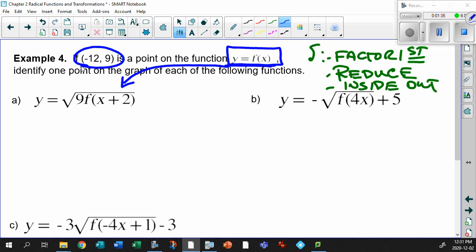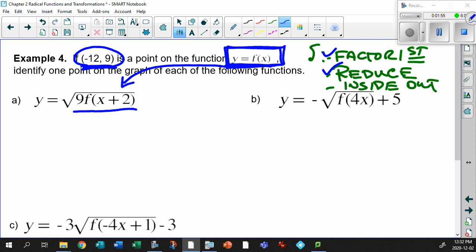Okay, so let's take a look at this. Notice that 12, 9 was on a regular graph with no square root. So that square root's going to come back and haunt us eventually. Okay, let's not worry about it yet. First things first, is there anything to factor in this one? No, there's not.